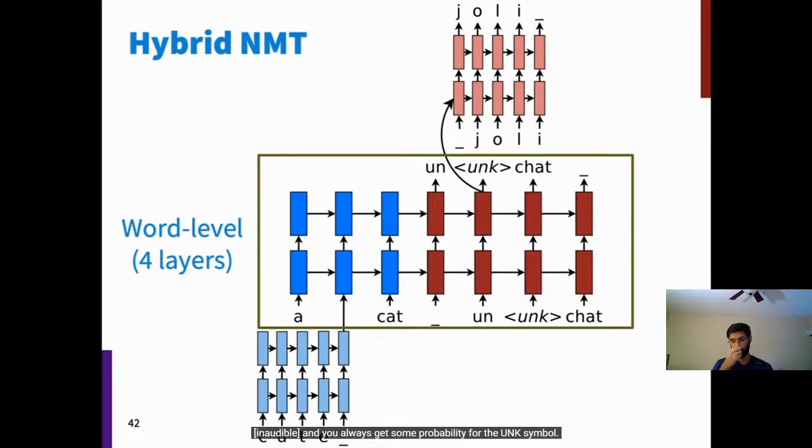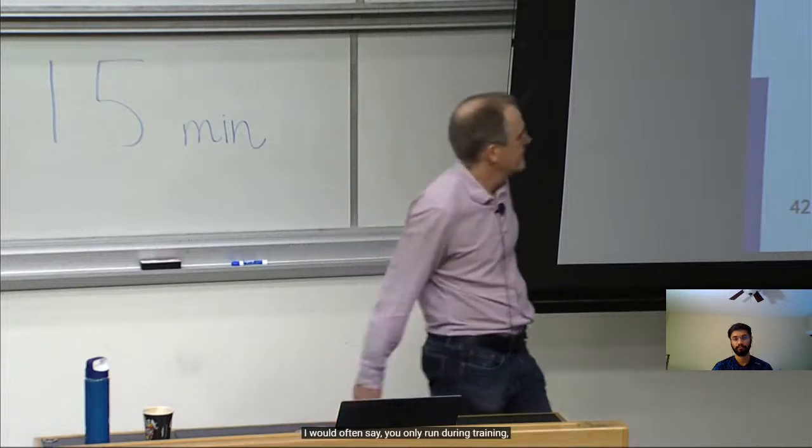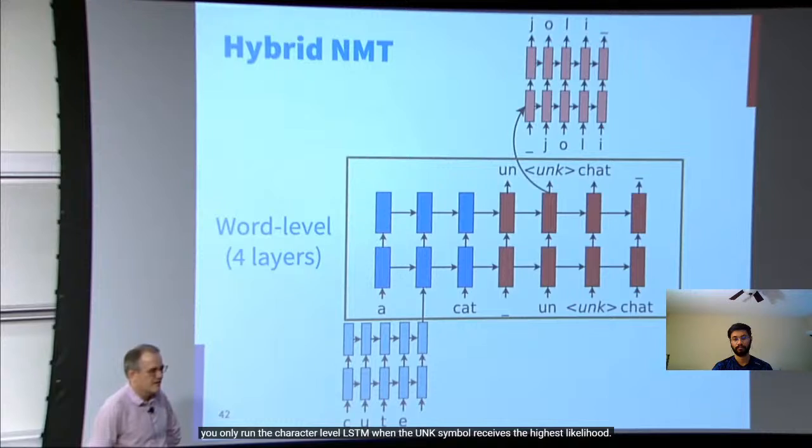Normal, and you always get some probability for the unk symbol. So if you wanted to get the proper gradient, you would always have to run it for every word, right? Or do you cut it off and say during training you only run the character level LSTM when the unk symbol receives the highest likelihood?